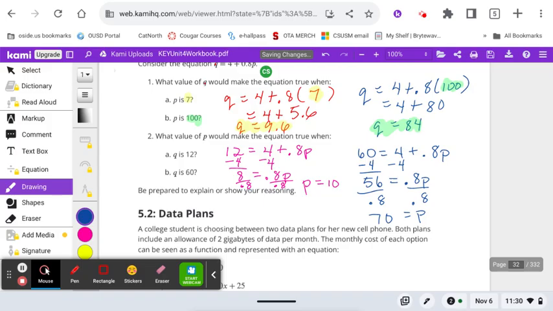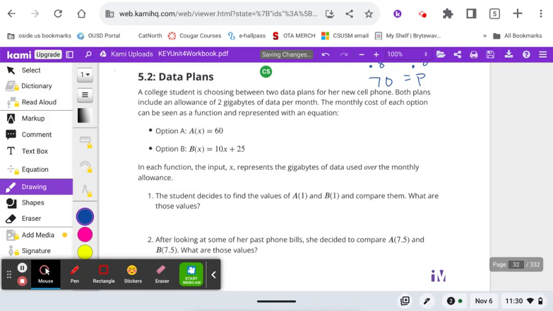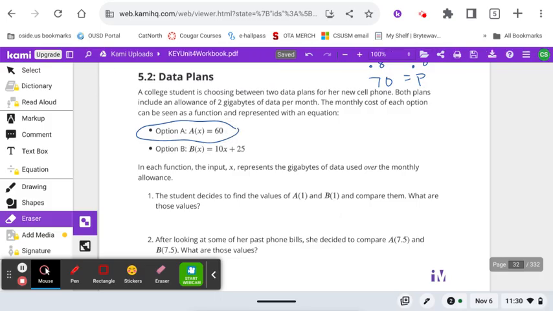All right. Which ones did you think were easier, the inputs or the outputs? All right, we've got option A of x equals 60. This is a flat rate plan. No matter what the price is, it's not dependent. There's no x right here with the 60. It's just always $60.